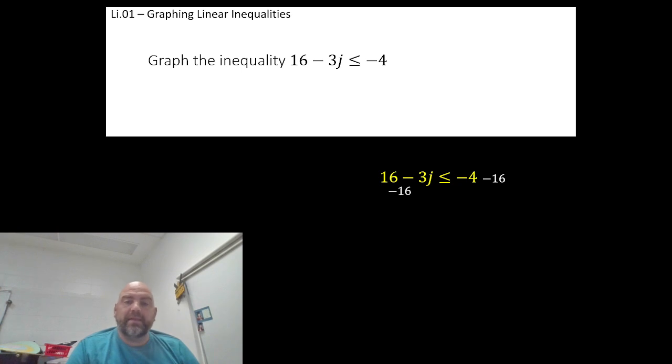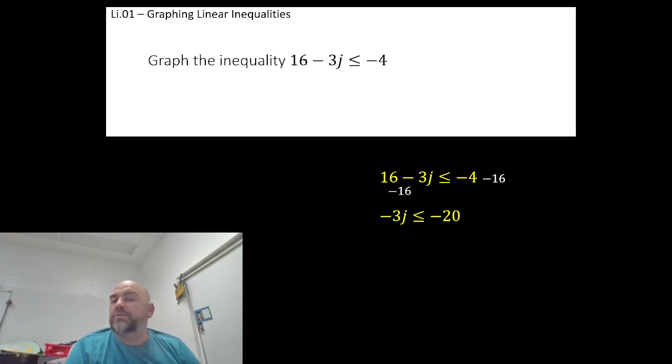Now, remember that if we do something on one side of this inequality, we have to balance it out by doing the exact same thing on the other side. So by subtracting 16 from the left-hand side, we also have to subtract 16 from the right-hand side. When we do this, we're going to be left with negative 3j is less than or equal to negative 20. And you'll notice that that inequality sign just stays right there in between. It's like an equal sign, but it's just slightly different. And we're going to look at an example of what makes it so different very soon.